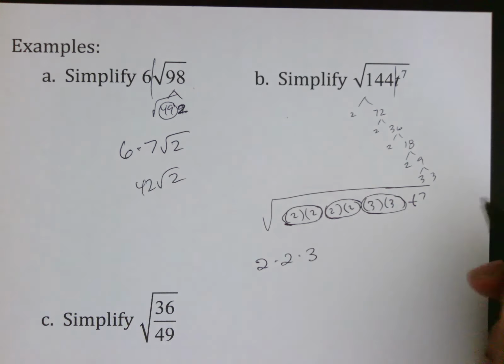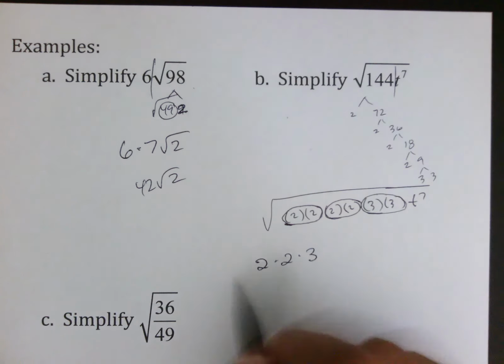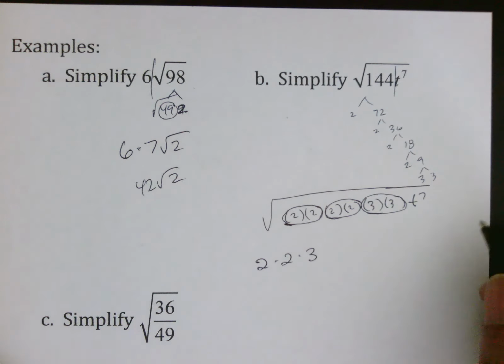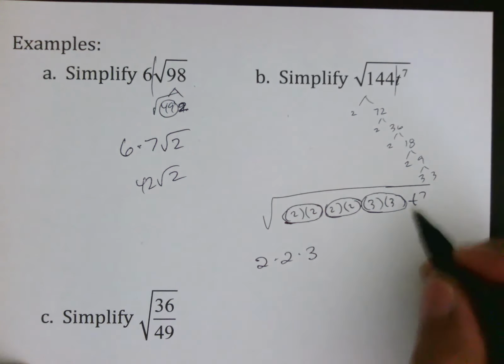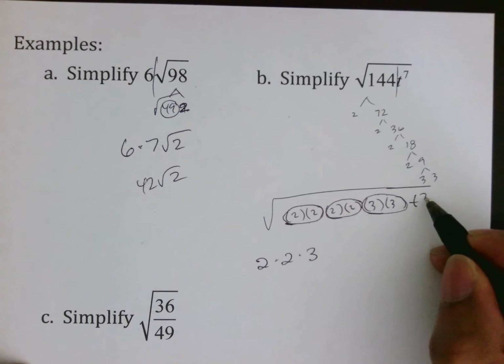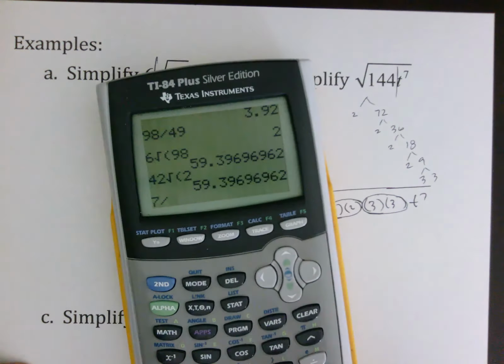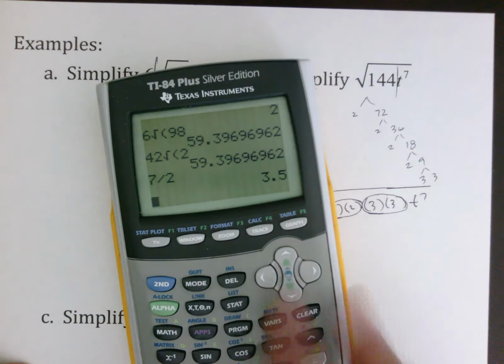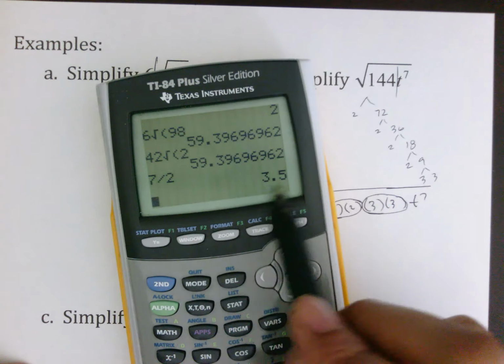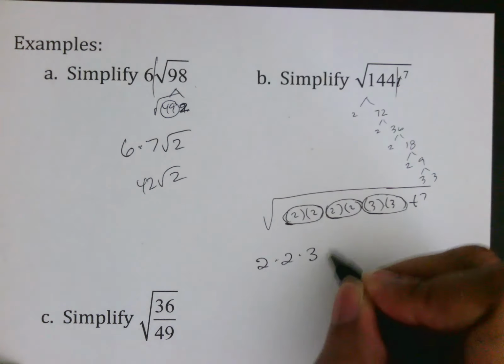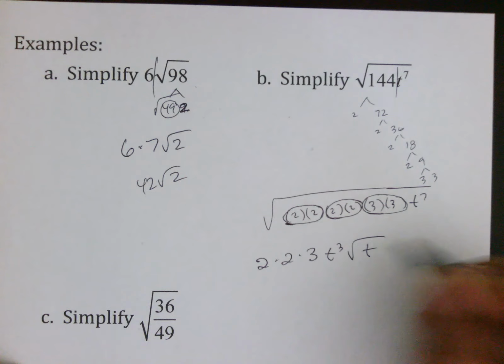And what you want to get used to is working out the numbers in one part and the variable in the other, which I'm not going to do here. But you can now take this t to the 7th and say, yep, t to the 7th is different because I'm supposed to divide by 2. 7 divided by 2 is 3.5, which to us means that 3 t's come out and 1 t stays. So 3 t's come out and 1 t stays.